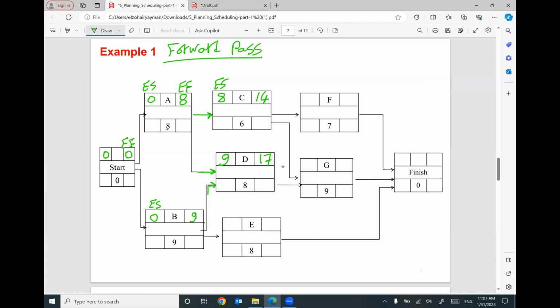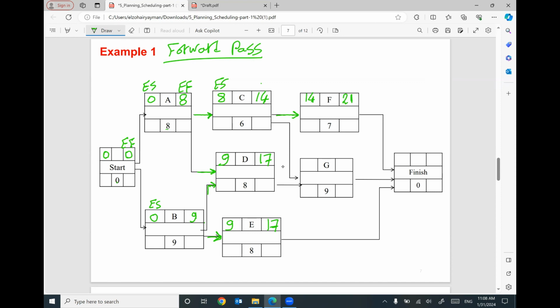For activity E, we have only one arrow coming in, so the early start here will be 9. 9 plus 8 will give you 17. We are good. For activity F, we have only one arrow coming in. So the early finish 14 will be the early start here, 14. 14 plus 7 will give you 21.